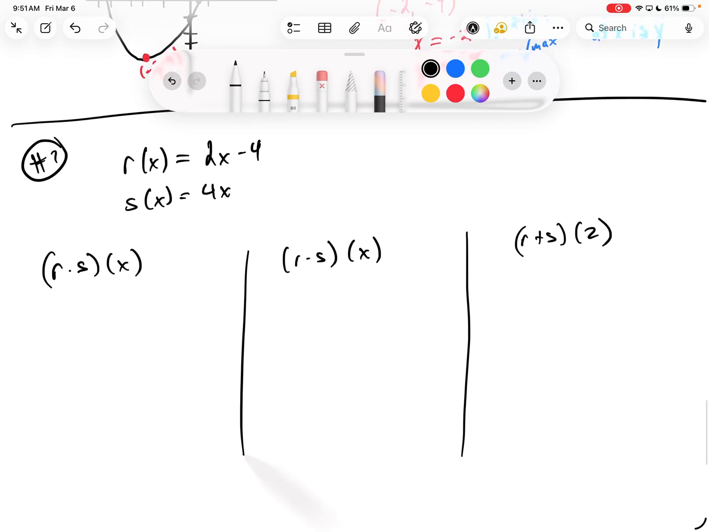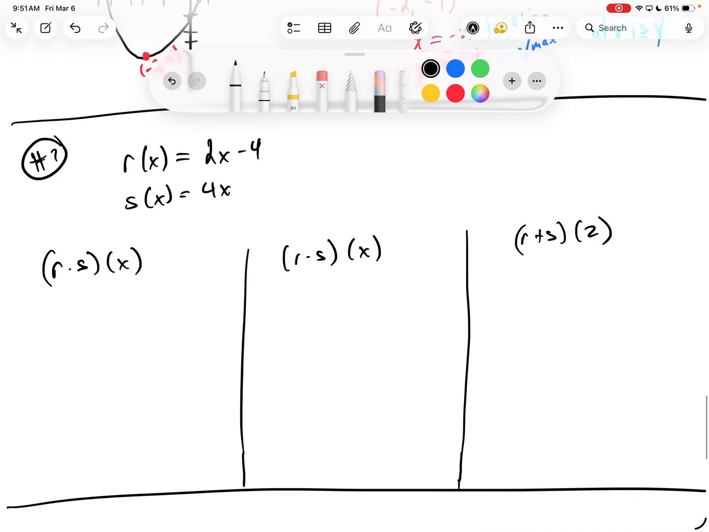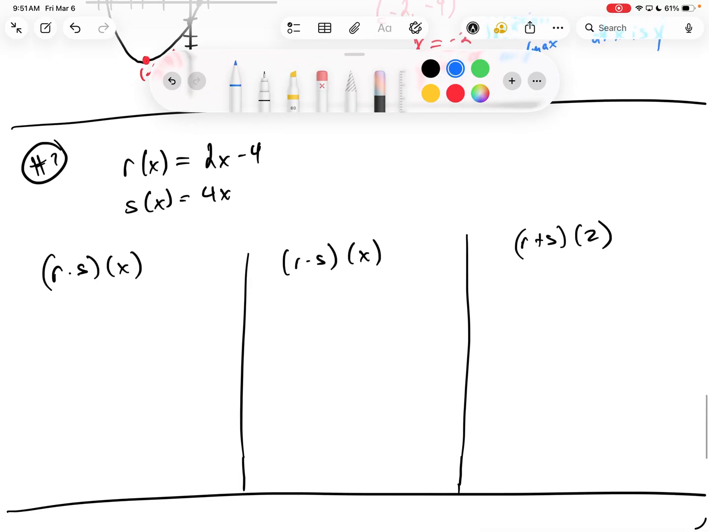All right, so function operations. You got 3 parts on this one, but they shouldn't take too terribly long. This is multiplication. This is the same thing as r of x times s of x. That's the way that I would prefer to look at it. Actually, I'm going to write that down here: r of x times s of x. So you're kind of separating it out. So this says you take r times s, and then x is a variable that defines both of those.